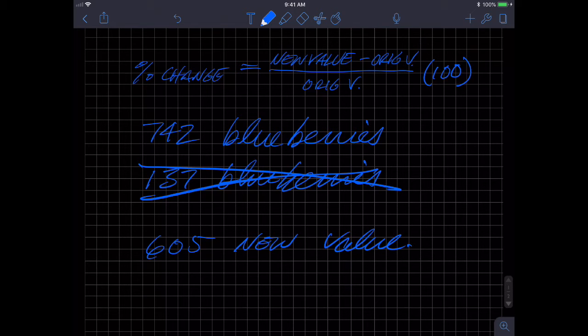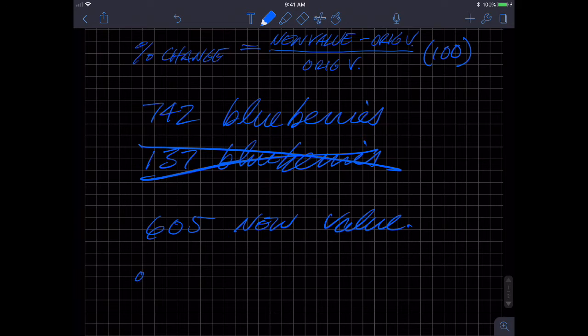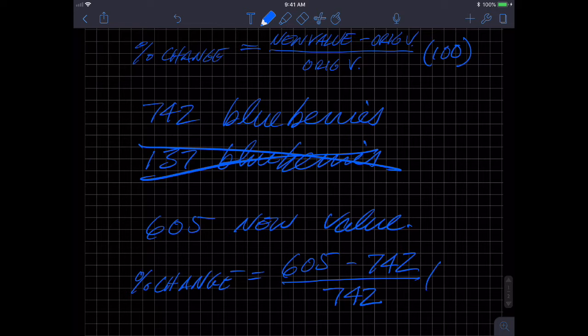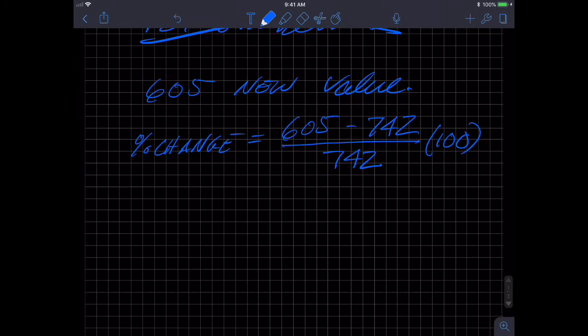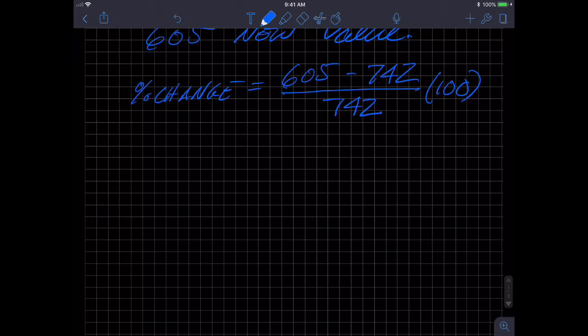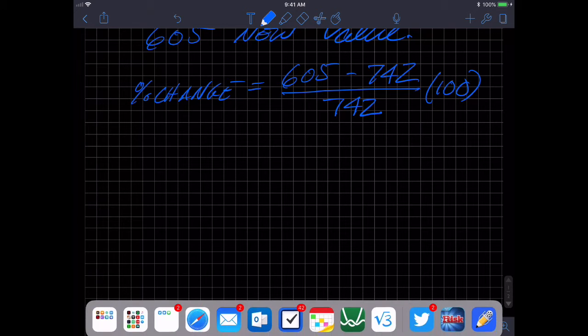Okay? So if I want to determine what the percent change is, I'm going to input the new value, the number of blueberries I have now, 605. I'm going to subtract the original value, 742. I'm going to divide by the original value, 742. And then I'm going to multiply that by 100. And I'll show you why that 100 has to be there when we do the calculation, because I'll do all the calculator calculations until we get to that part.